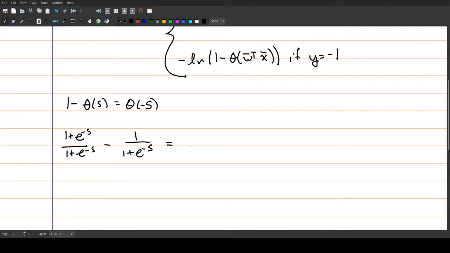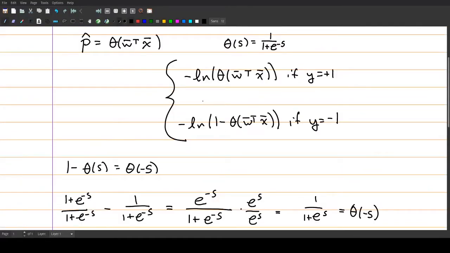And what does that come out to? That comes out to the 1's cancel on top, and you get e to the minus s over 1 plus e to the minus s. Now if you multiply top and bottom times e to the s, you get 1 over 1 plus e to the s, which is exactly the logit function with minus s plugged in. All right, so that greatly simplifies this case-wise defined function.